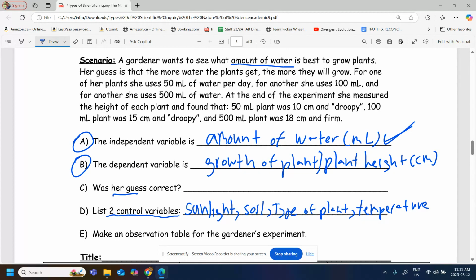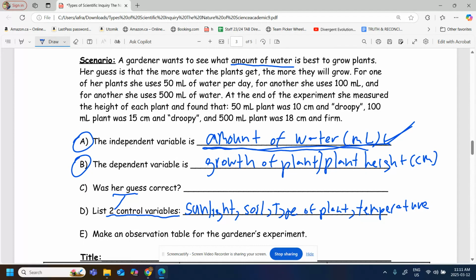So these are all different examples of control variables that you could have written down. I asked for 2 here, but the more control variables you have, the better your experiment's going to be, because you'll know that you're truly just testing the amount of water and nothing else. Maybe the initial height of the plant you might want to look at as well. So those are all things that you'd have to look at.